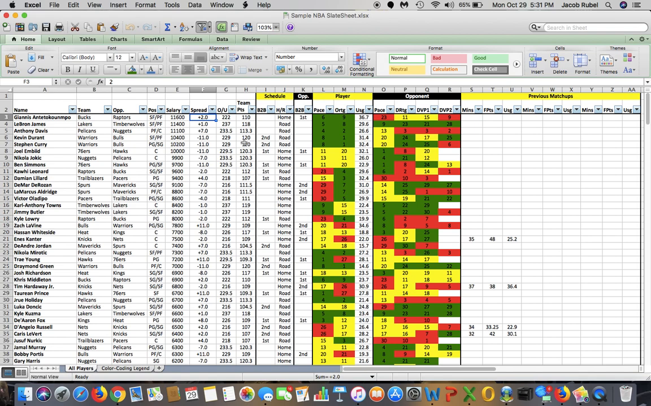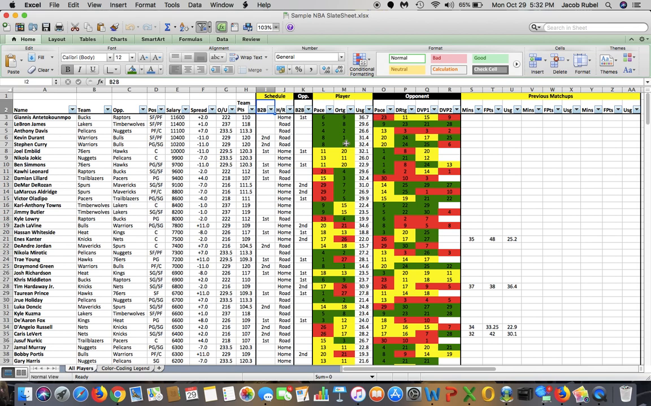For those that are unfamiliar with Vegas spreads, a plus in this column means that player's team is the underdog or not favored to win that night, and therefore has the lower implied team total. And a player's spread with a minus in front of it means that player's team is favored that night and therefore implied to score more points.